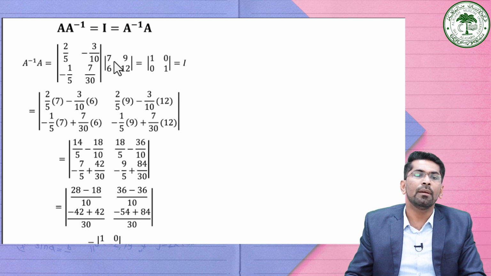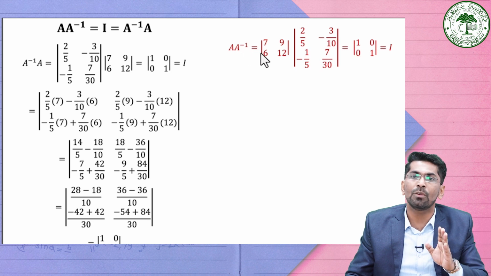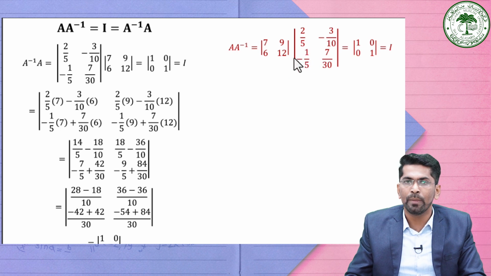Now let us look at A into A inverse. Here we analyzed A inverse into A. Now we are going to multiply A into A inverse, to see whether it also provides the same result, and accordingly it will produce an identity matrix also. So we want to find the product of the original matrix with its inverse. Here the original matrix is 7, 9, 6, 12, and these are the inverse. Now we are going to multiply these two. Of course, it is a 2 by 2 matrix, so we can directly multiply these two.